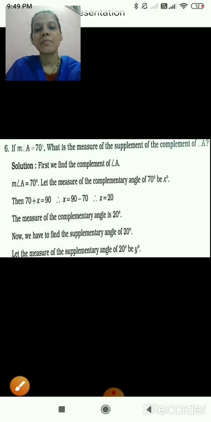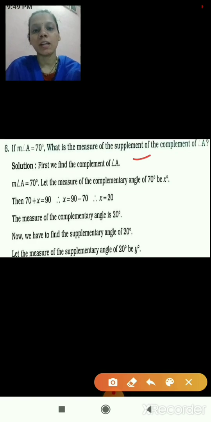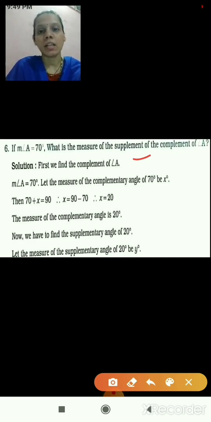Okay, so in the solution, first we find the complement of angle A. See, read the question again. What is the measure of the supplement of the complement of angle A? So first we will find out the complement of angle A, then you will find out the supplement of that angle which you will get. So in the solution, first we find the complement of angle A. Yes, measure of angle A is given, that is 70 degree.